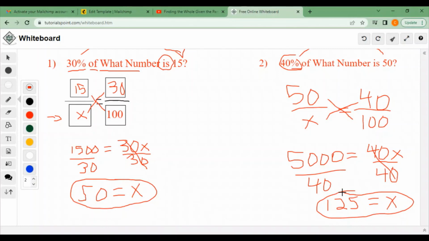For example, 40% of 125 is equal to 50. All right, 40% of 125 is equal to 50. So that's how you do it. That's a skill set that you can use to figure out certain types of questions.